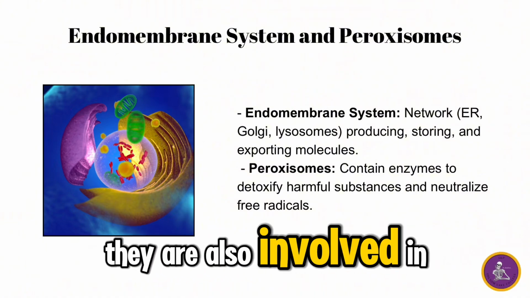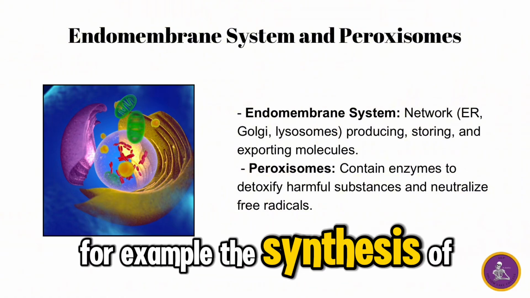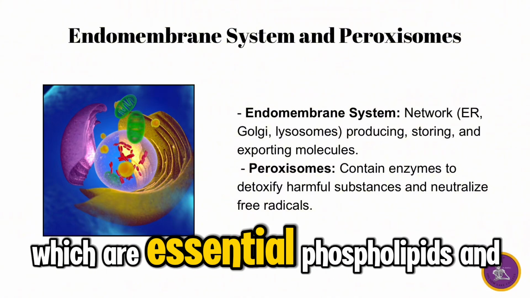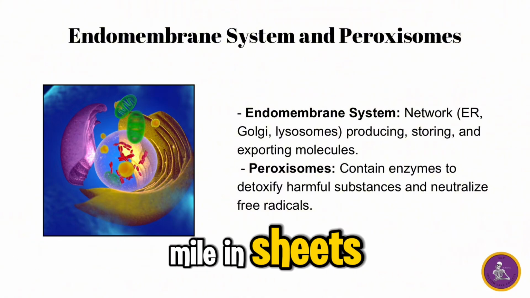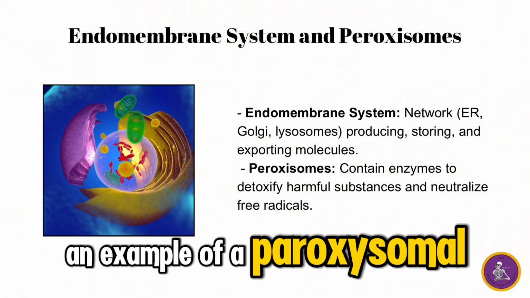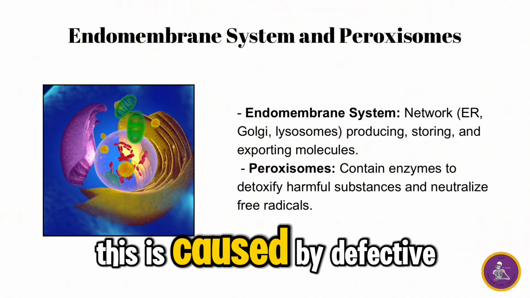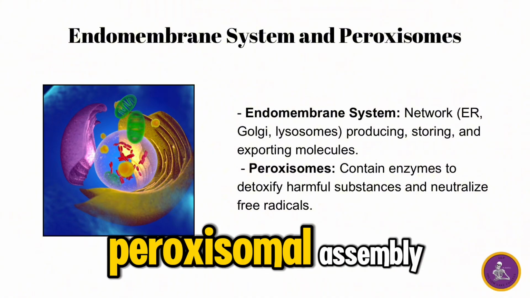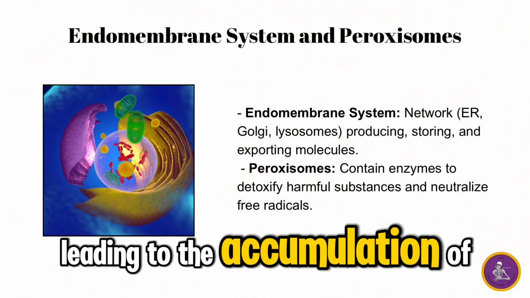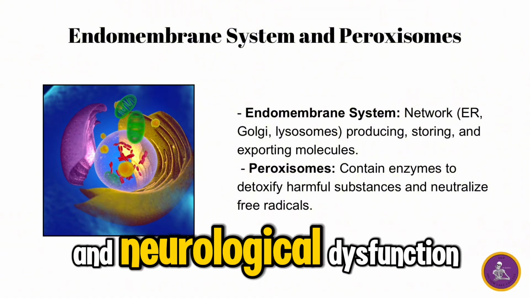They are also involved in the biosynthesis of key molecules. For example, the synthesis of plasmalogens, which are essential phospholipids in myelin sheaths, critical for proper nerve function. An example of a peroxisomal disorder is Zellweger syndrome. This is caused by defective peroxisomal assembly, leading to the accumulation of very long-chain fatty acids and neurological dysfunction.